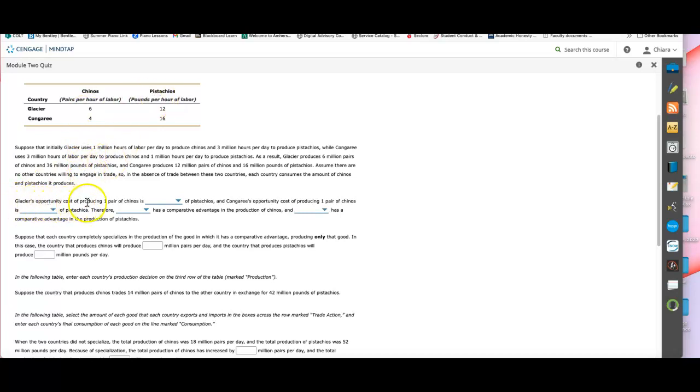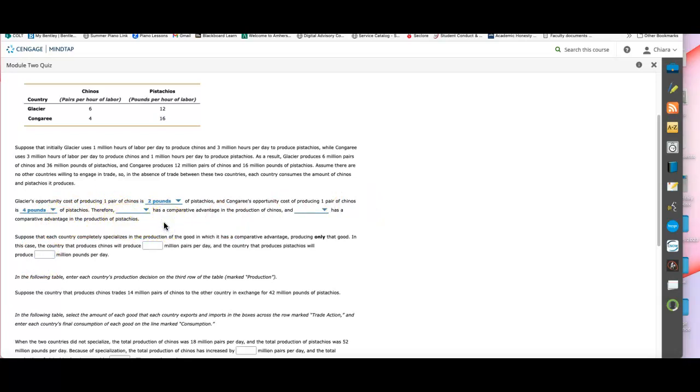So Glacier's opportunity cost of producing 1 pair of chinos, so we have 6 and 12 for Glacier, is going to be 12 divided by 6, right? So it can produce 2 pounds of pistachios for every pair of chinos. So Glacier's opportunity cost of producing 1 pair of chinos is 2 pounds of pistachios. In the case of Congaree, 16 divided by 4 is 4. So in Congaree, for each pair of chinos it can produce 4 pounds of pistachios. So in Congaree, the opportunity cost of producing 1 pair of chinos is 4 pounds of pistachios.